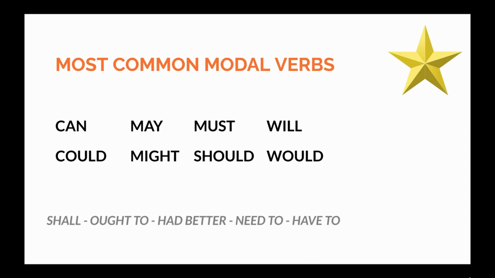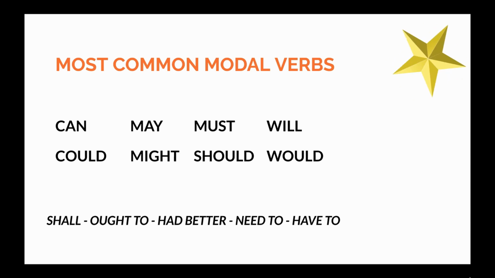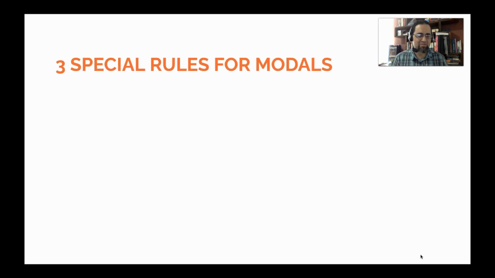Of course, there are additional modal verbs such as shall, ought to, had better, need to, and have to. And in this video, we'll also talk about the first three in this additional list. Before I give you examples about these modal verbs and how to use them, let me give you three special rules. Modals are a different category of verbs because there are three things that they don't do, that other verbs do.